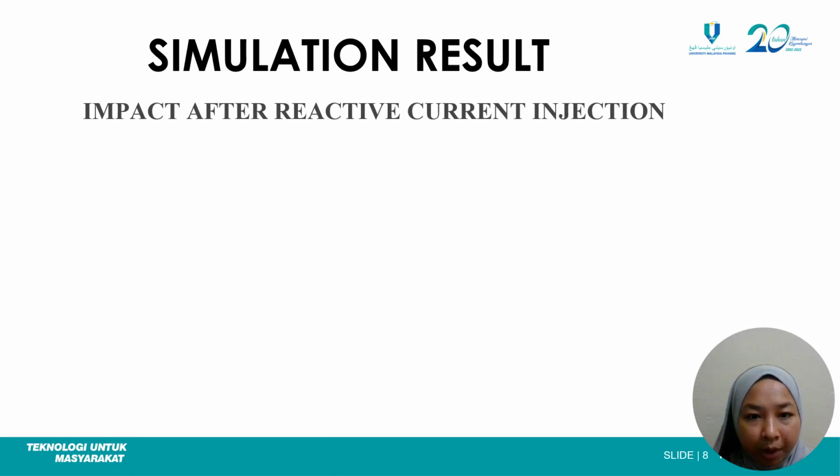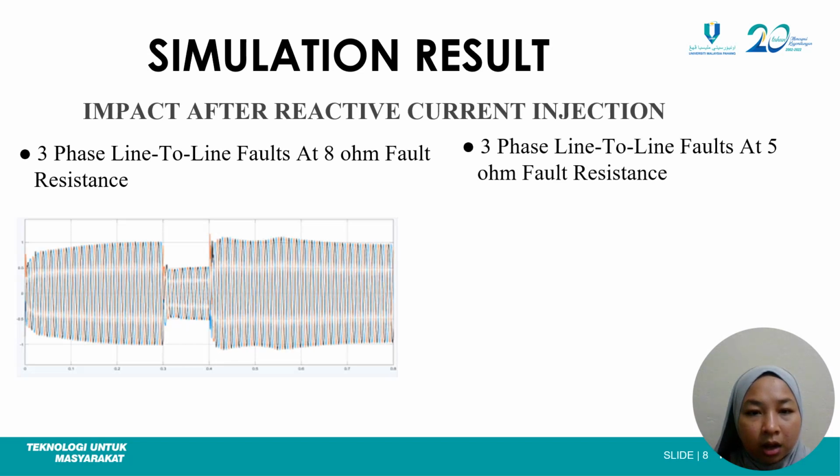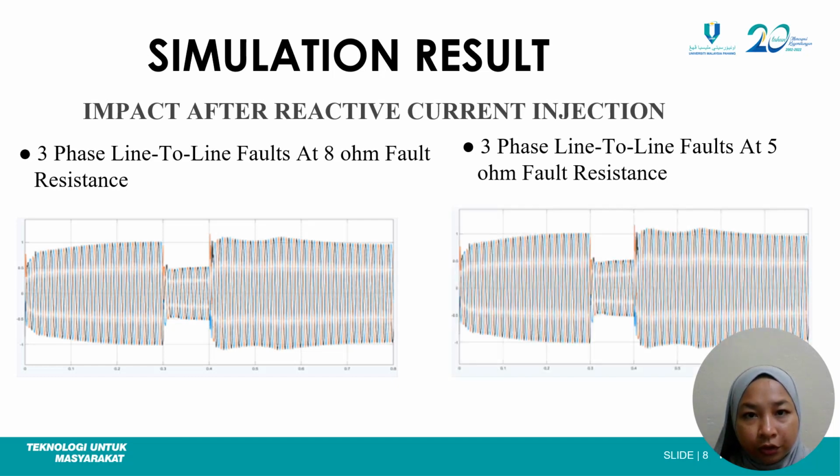This is the impact after reactive current injection for the three-phase line-to-line fault at 8 ohm and at 5 ohm. When injecting the reactive current for the three-phase line-to-line fault at 8 ohm, the voltage rises from 0.4 to 0.5 per unit, and the voltage rises from 0.25 per unit to 0.51 per unit for the three-phase line-to-line fault at 5 ohm resistance.